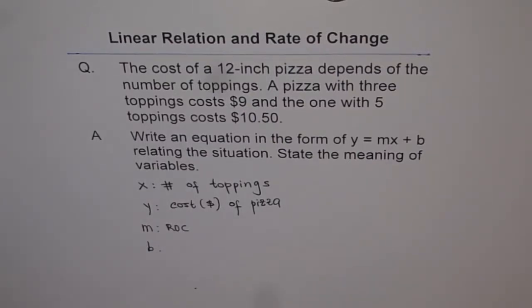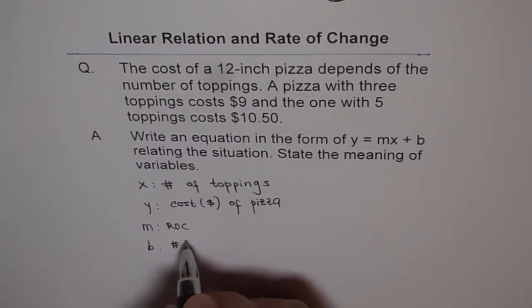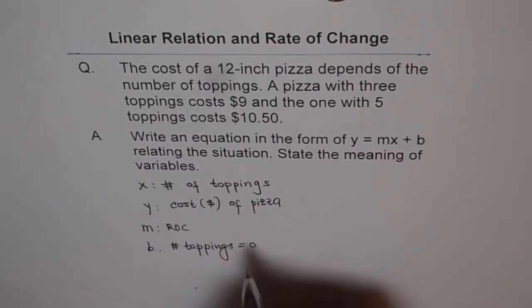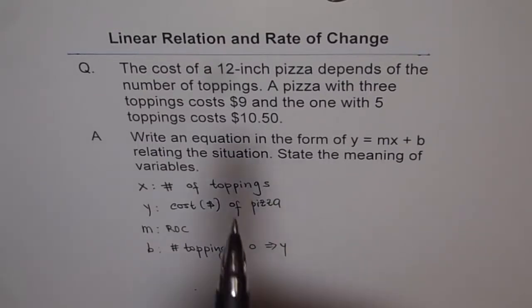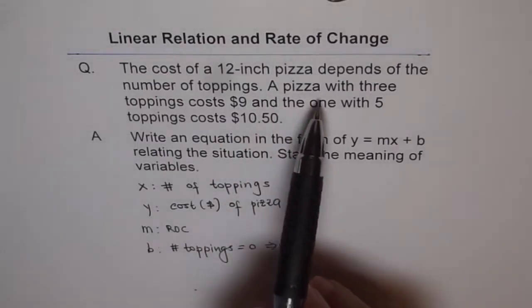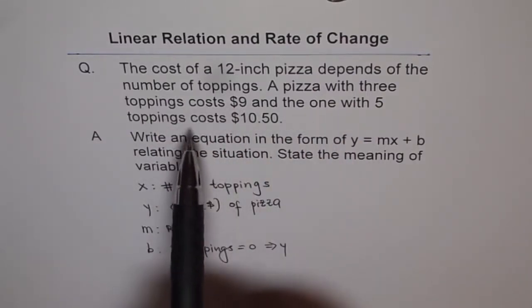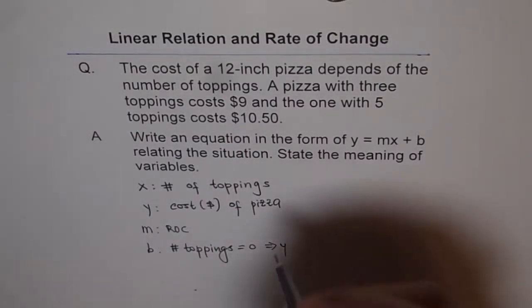b is if x is 0 toppings, right? So say if the number of toppings equals 0, then what is the value of y? That is the y-intercept. So this is the information which we need to write down our equation, right? So let's go through it once again. Now it says a pizza with 3 toppings costs $9 and the one with 5 toppings costs $10.50.